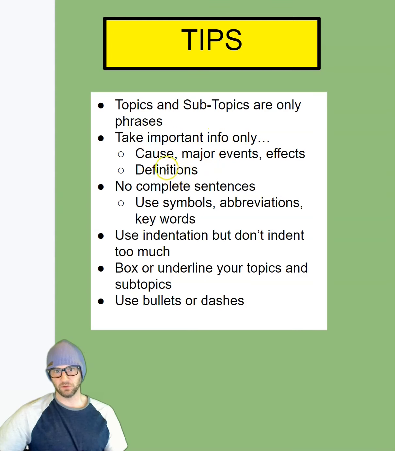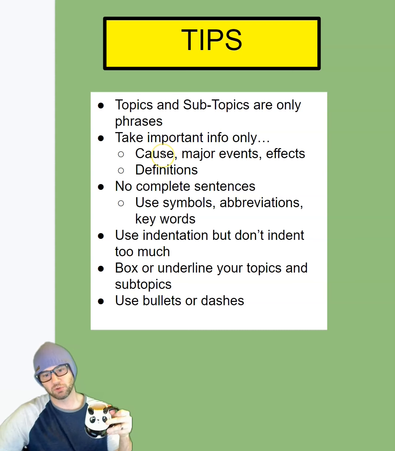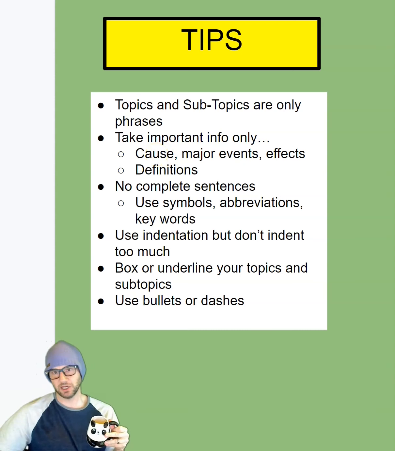Take important info only. You're going to have to learn what's important and what's not important. Usually definitions, causes, major events, effects. Causes, effects, definitions, those are very important. Year of birth, day of birth, probably not. What Leonardo's father did. Unless it actually caused something important with Leonardo, it's probably not important to take down. That's just trivia. Now, if it was super important in Leonardo's life, then maybe you want to take that note. Causes, major events, effects for history, and of course definitions.